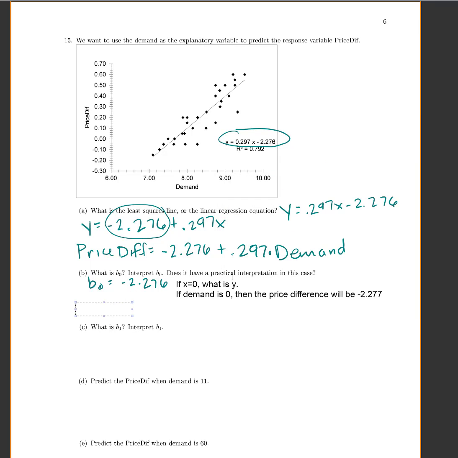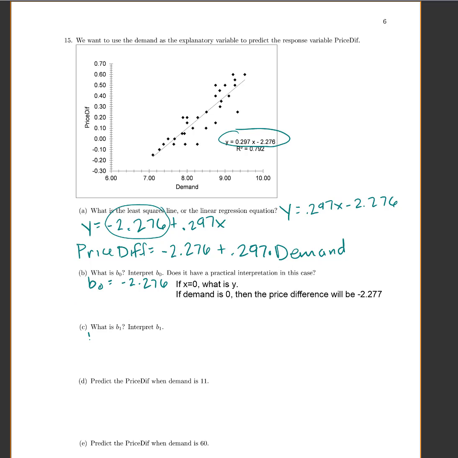Now we're supposed to say whether or not this would be practical, and I imagine it would be practical enough, because if your demand is 0, if no one really wants your object, then your price difference would have to be negative. You would have to drop your prices if no one's interested in your product. However, if your demand dropped all the way to 0, I imagine you're not selling your product at all, so it probably doesn't matter. But in this case, maybe practical. It's obviously not practical like some problems.